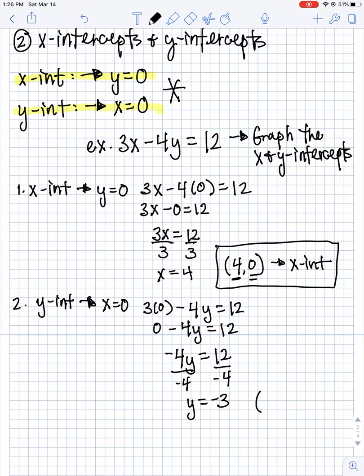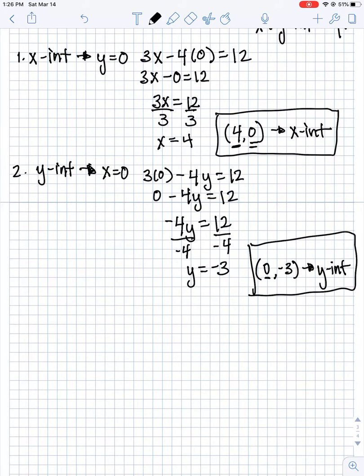Okay? And so let's get our ordered pair. We plugged in 0 for x, which means 0 is x. And y is negative 3. And that right there, my class, is the y-intercept. Okay. And so now I'm drawing a coordinate plane. Okay. And again, the horizontal axis is the x-axis. The vertical axis is the y-axis. And this point in the middle right here is the origin.